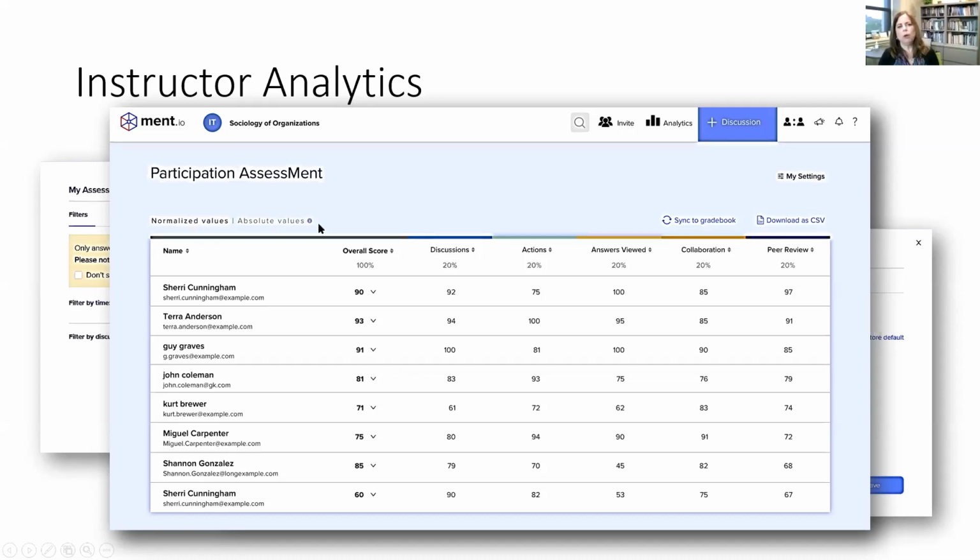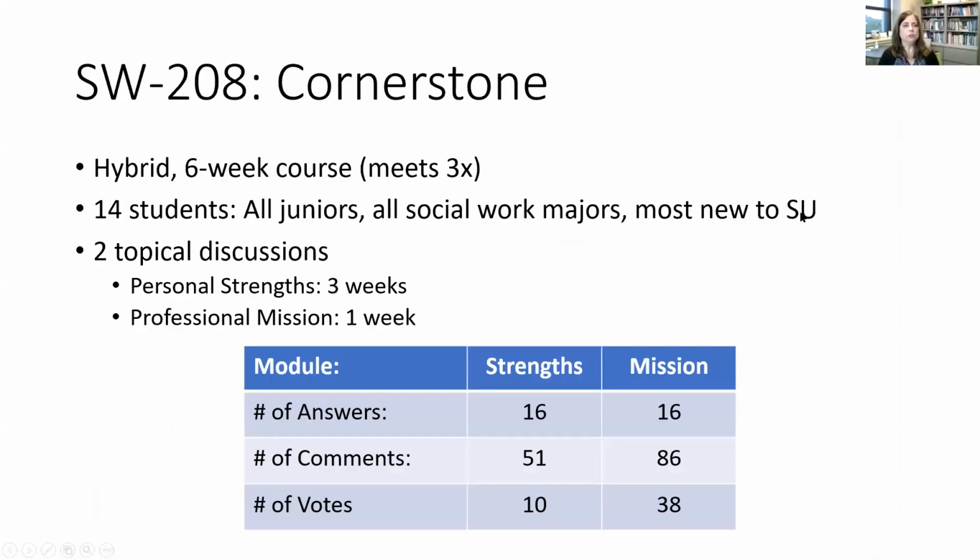I can also go up here on absolute values so that it's not standardized against the class. And I can actually get some feedback, which I can download to a spreadsheet if I want to, about exactly how many posts they made, how many replies, and it actually quantifies the activity for each student. All right, so back to my spoiler.